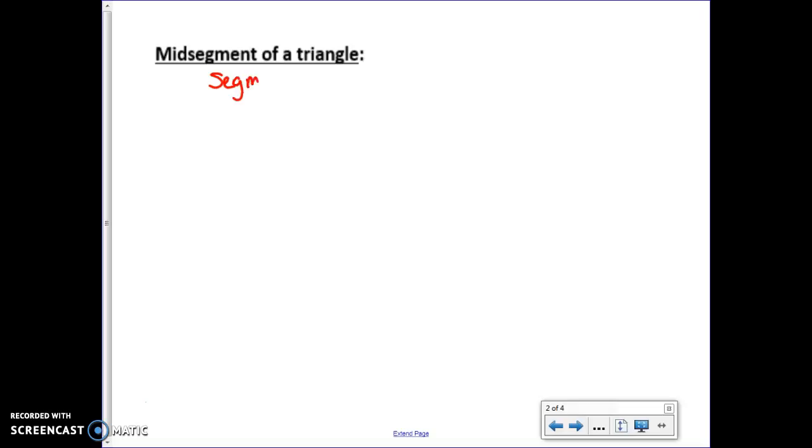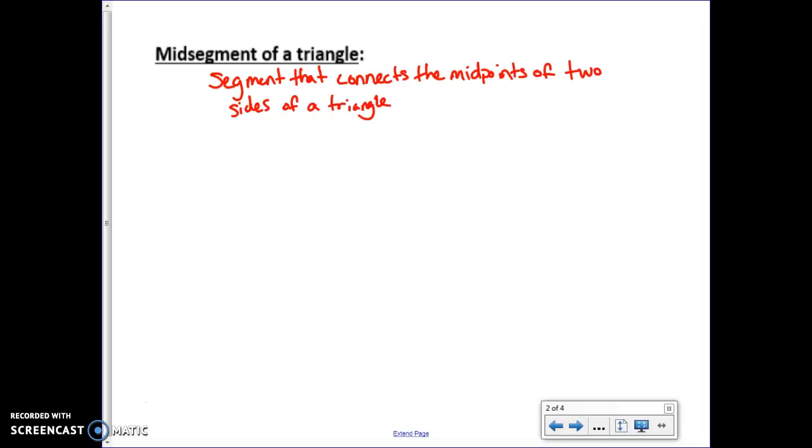Segment that connects the midpoints of two sides of a triangle.